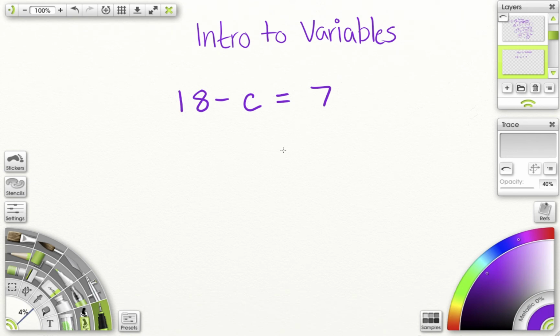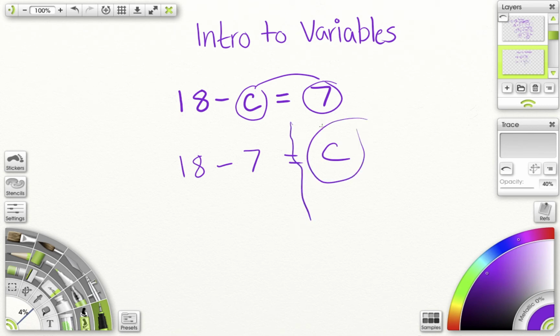To do that, remember for subtraction, we take our 18 and we're just going to switch the spots of C and 7. So I'm just going to do 18 minus 7 because they're going to switch spots, equals C. So what you're doing there is you're basically just isolating your variable. What I mean by that is on the one side of the equal sign is just a variable by itself, the letter by itself, and on the other side is the numbers.